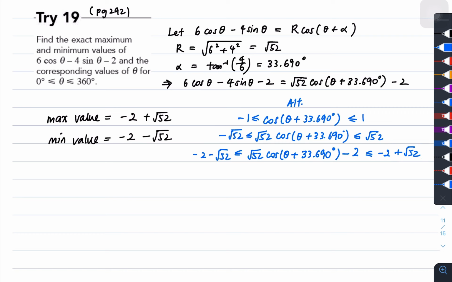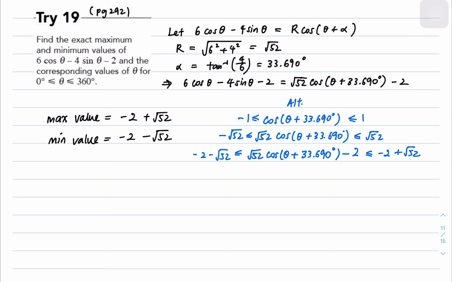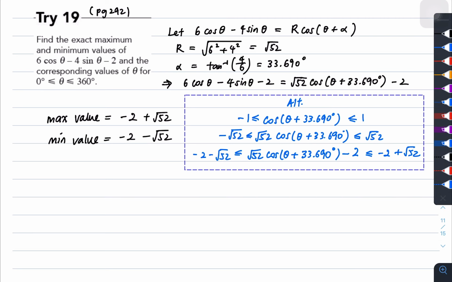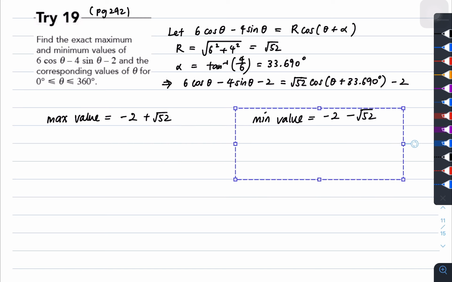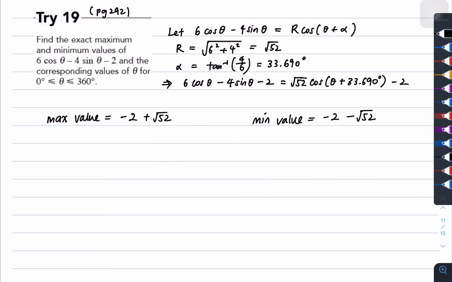So there are two ways to do it, the long way and the shorter way. The shorter way is to make use of the fact that you can use the midline plus the amplitude and minus the amplitude. Now, after looking for the maximum and minimum value, I'm looking for when is it maximum and when is it minimum. So when is it maximum?